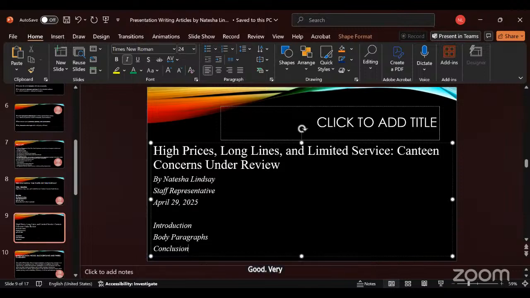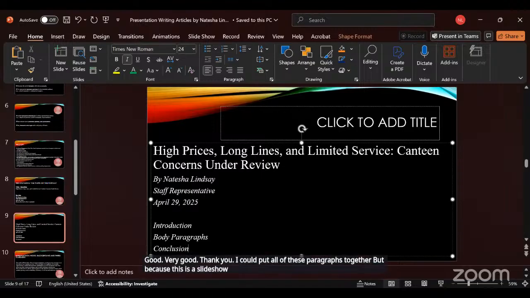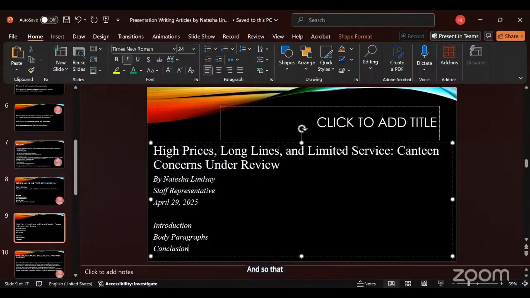I could put all of these paragraphs together, but because this is a slideshow, with PowerPoint presentations, you can't put too many things on the slides because it becomes too small. And so that is why I have them in pieces, different body paragraphs. But if you should just take all of the different slides and put them in a Word document, then you will see the full article. All right.